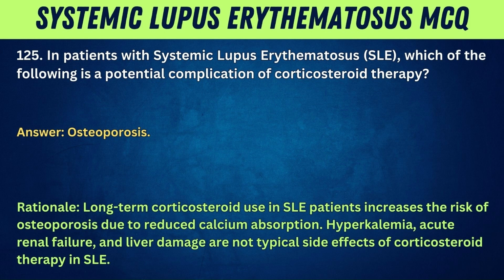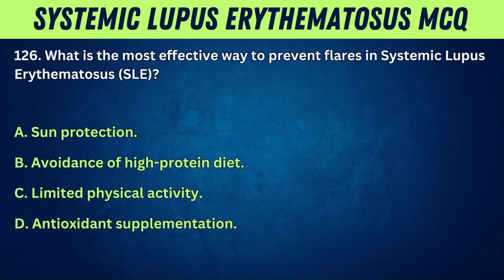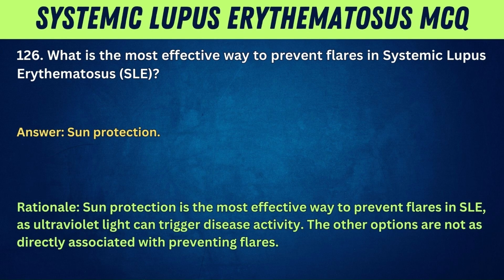Hyperkalemia, acute renal failure, and liver damage are not typical side effects of corticosteroid therapy in SLE. 126. What is the most effective way to prevent flares in systemic lupus erythematosus, SLE? A. Sun protection. B. Avoidance of high-protein diet. C. Limited physical activity. D. Antioxidant supplementation. Answer: sun protection.